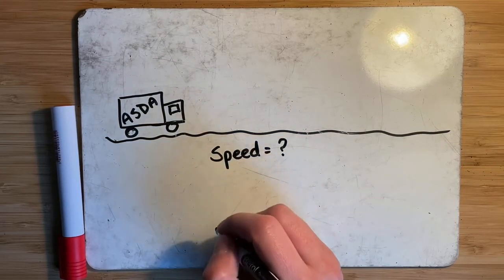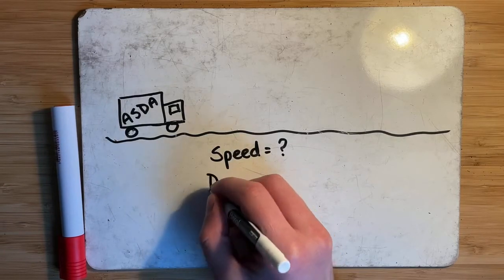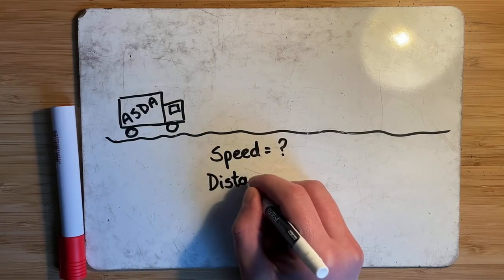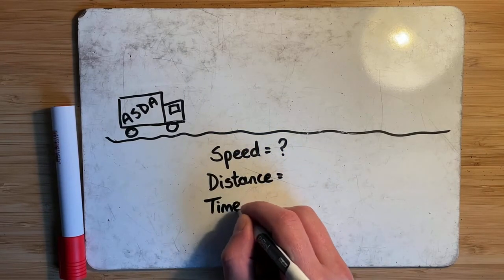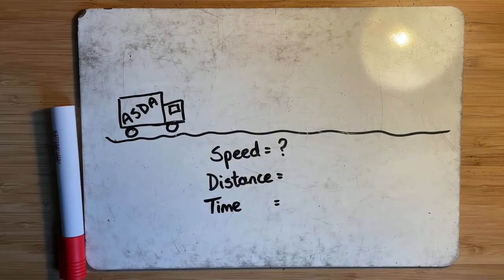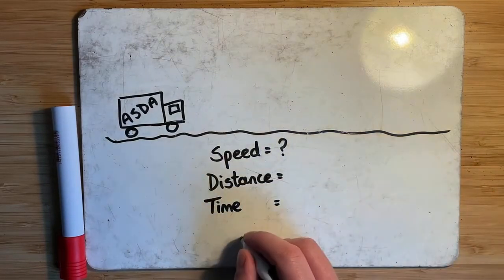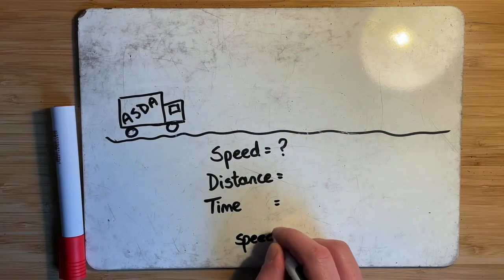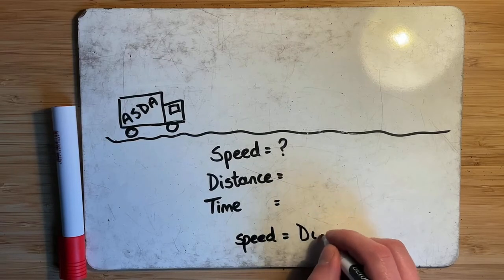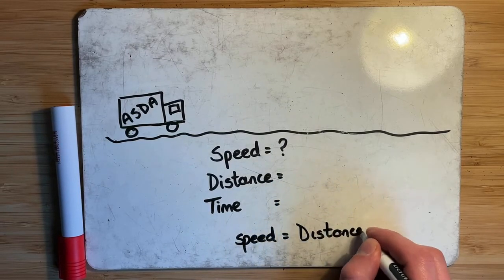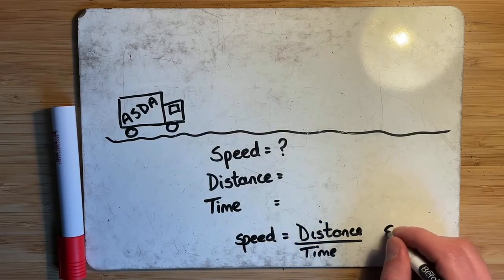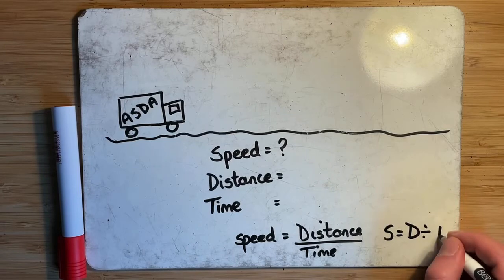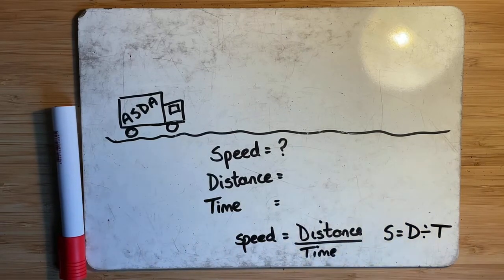The two pieces of information that we do need are the distance and the time. The reason that we need both of these is because there's a little equation we can use, which is this. Speed equals distance over time. That means divided, or we can just say S equals D divided by T, where speed, distance, time is what those stand for.